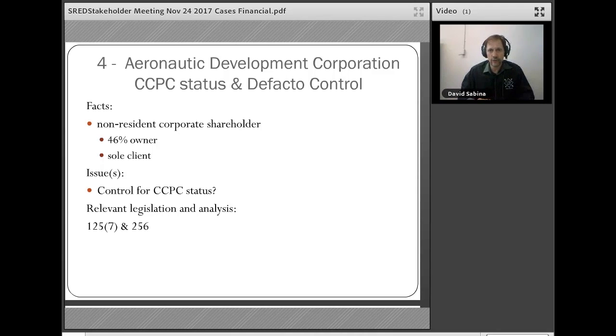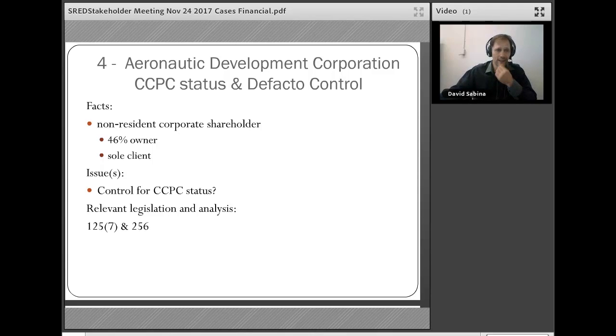it's a negative definition. It basically says it's a Canadian corporation that's not controlled by any combination of foreign parties or public corporations. So there's actually a concept of no control even. So for 50-50 and neither of us controls it, that could still be a CCPC.